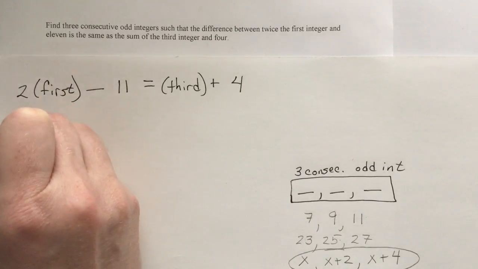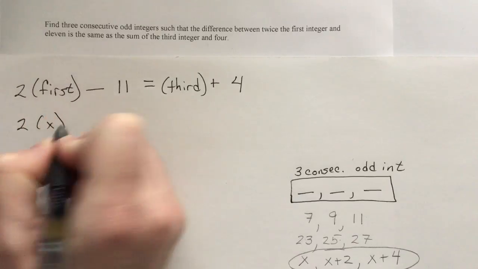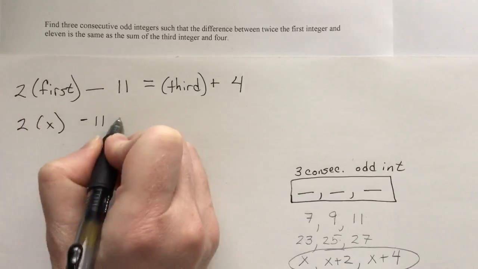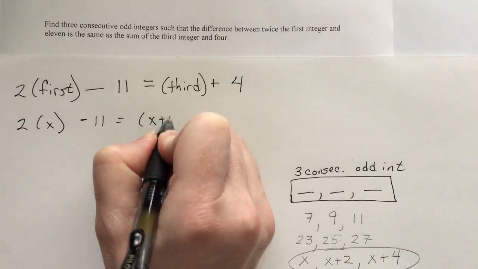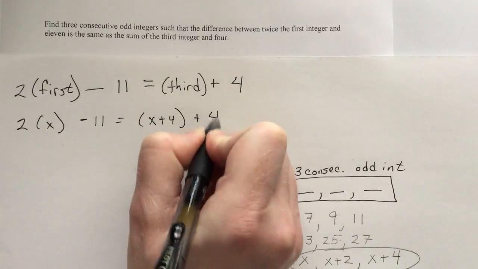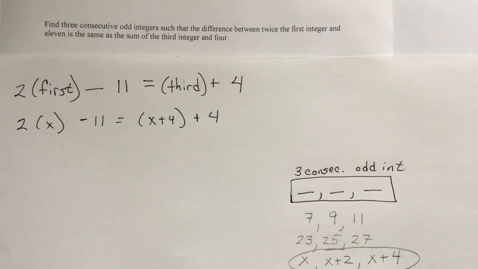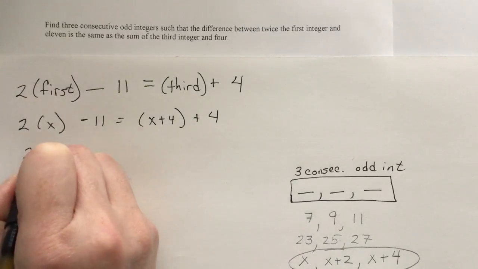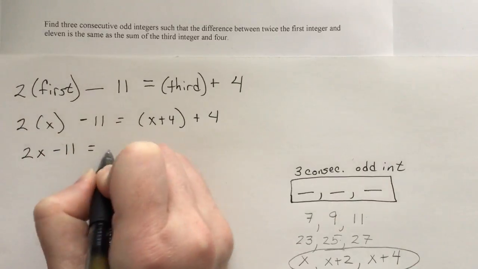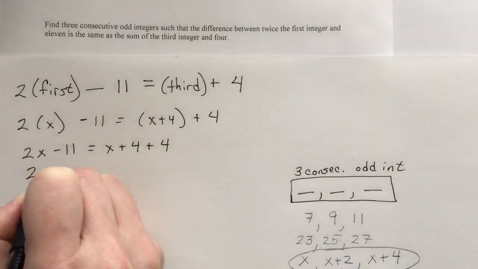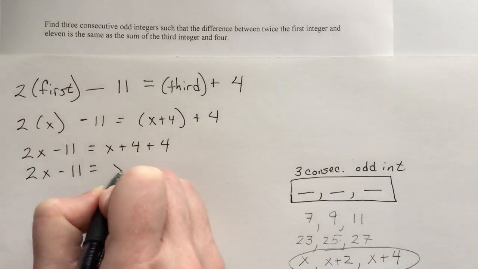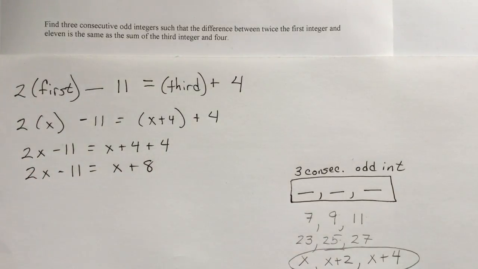So twice the first, our first is x, minus 11 is the third. Well, the third is x plus 4, plus 4. So now we have an equation to solve. Clear parentheses. Not much distribution to be doing. And I've got a linear equation in one variable.